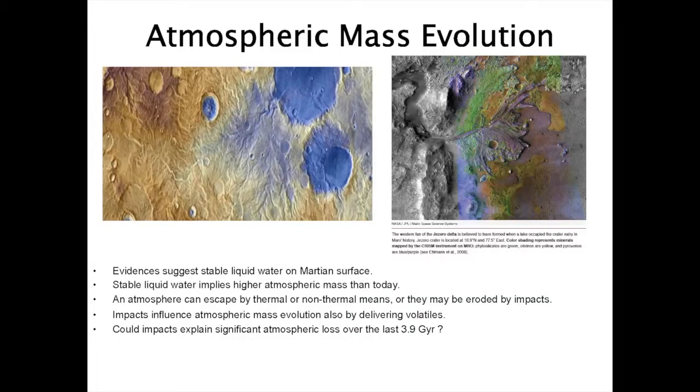When we go back to Mars, at the border between Noachian and Hesperian, as I said, there is evidence suggesting stable liquid on the surface, which implies a higher atmospheric mass. We know that it's not easy to remove an atmospheric mass. So if Mars, for example, had a 1 bar atmosphere about that time, how will you remove it?